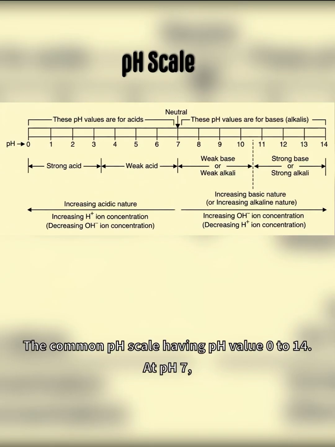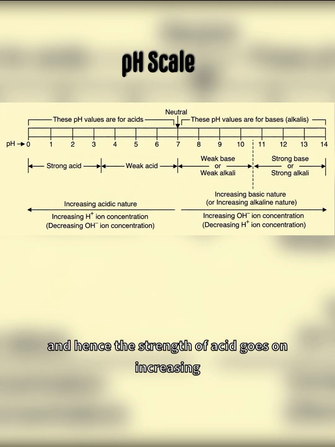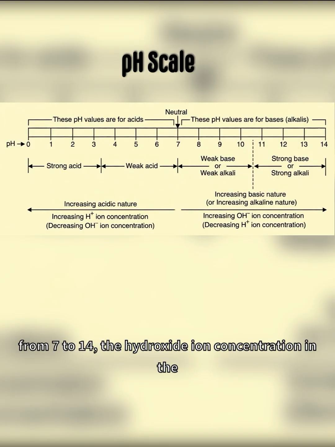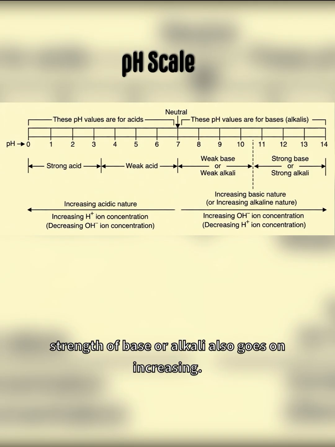The common pH scale has pH values from 0 to 14. At pH 7, the solution is neutral. As the pH of the solution decreases from 7 to 0, the hydrogen ion concentration in the solution goes on increasing, and hence the strength of the acid goes on increasing. On the other hand, as the pH of the solution increases from 7 to 14, the hydroxide ion concentration in the solution goes on increasing, due to which the strength of the base or alkali also goes on increasing.